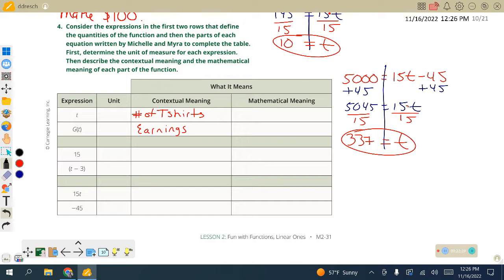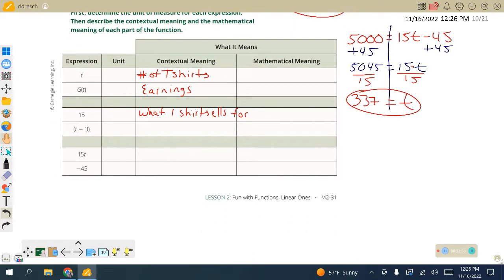Now, what's that 15 we keep talking about? What's that 15 representing? Yeah, how much each shirt sells for, right? What one shirt sells for. And if you've got large handwriting, feel free to bleed it into the other side. All right, I'm just going to fill a little bit right here with you. So that 15 is what we're selling each shirt for. And that's what we encountered yesterday.